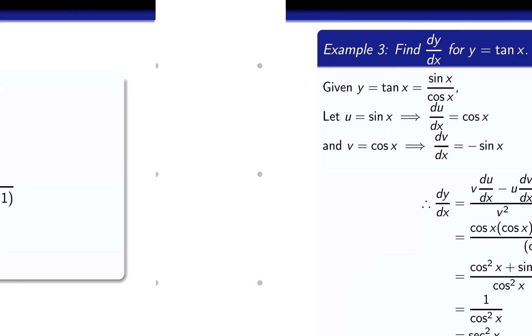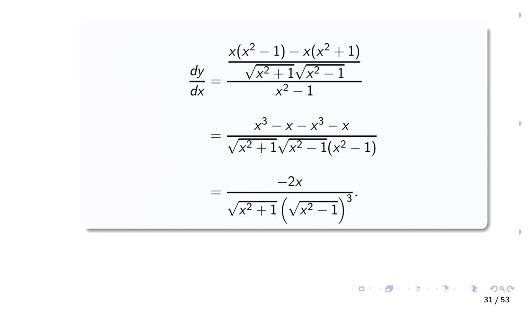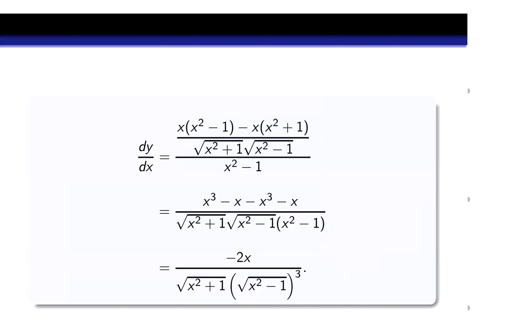Okay, yeah, this is it here. Because of the square root and power, the power 2 cancels the square root. So you have x into x squared minus 1, x into x squared plus 1, all over this LCM, and then this x squared minus 1.